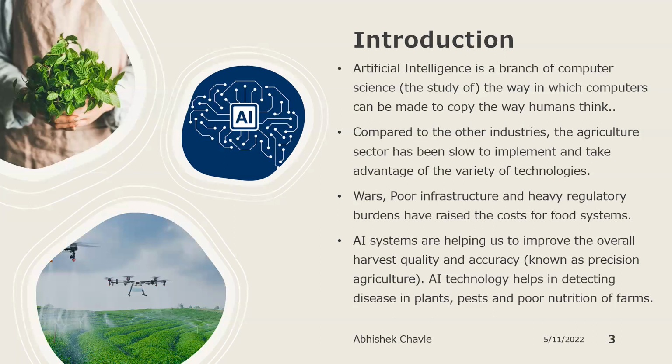After that, wars, poor infrastructure, and heavy regulatory burdens have raised the cost for food systems. Because of wars and maybe poor infrastructure, these are going to affect the cost of the food system. So we need some high efficiency technologies so that we can use AI in a helpful way. After that, AI systems are helping improve overall harvest quality. So we are going to see this in further slides.